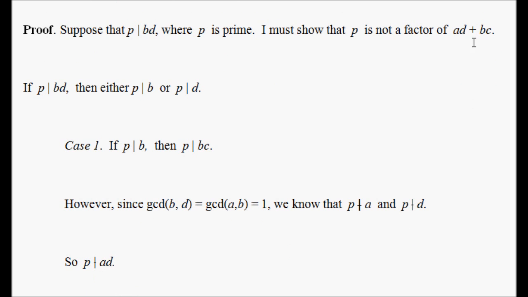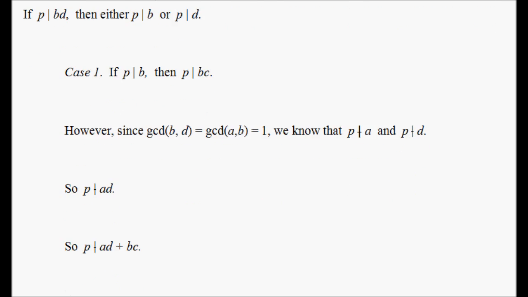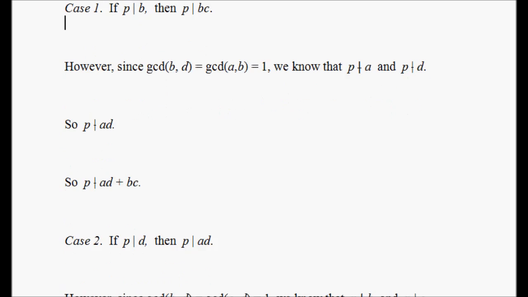So we've got a scenario where p is a factor of b times c, but p is not a factor of a times d, and therefore p is not a factor of the sum. So p is not a factor of the sum ad plus bc. So that's case 1. If p divides b, then p cannot divide ad plus bc. Case 2 is going to be similar.